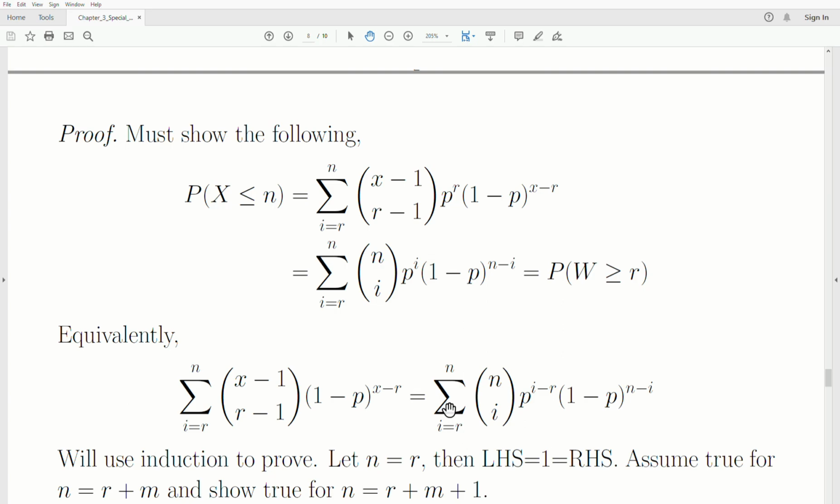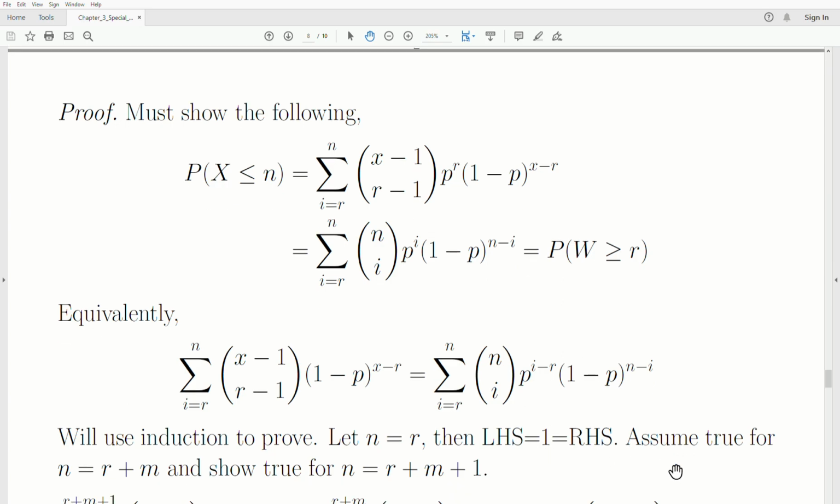So we're going to use induction to prove it. So first let's let n equal r. And then when you plug in r for n everywhere, the left-hand side is 1 and the right-hand side is 1, and so they are equal. Now we assume it's true for r plus m, and then we have to show it true for n equal to r plus m plus 1.